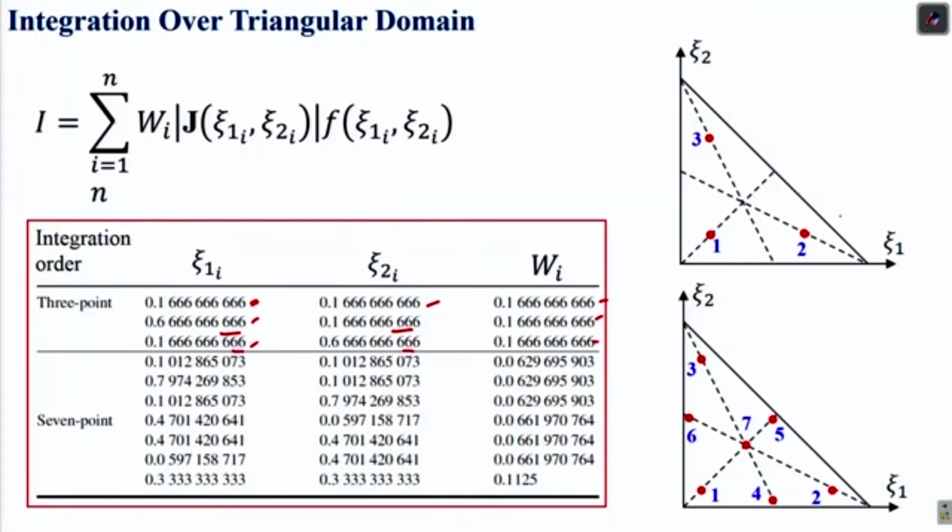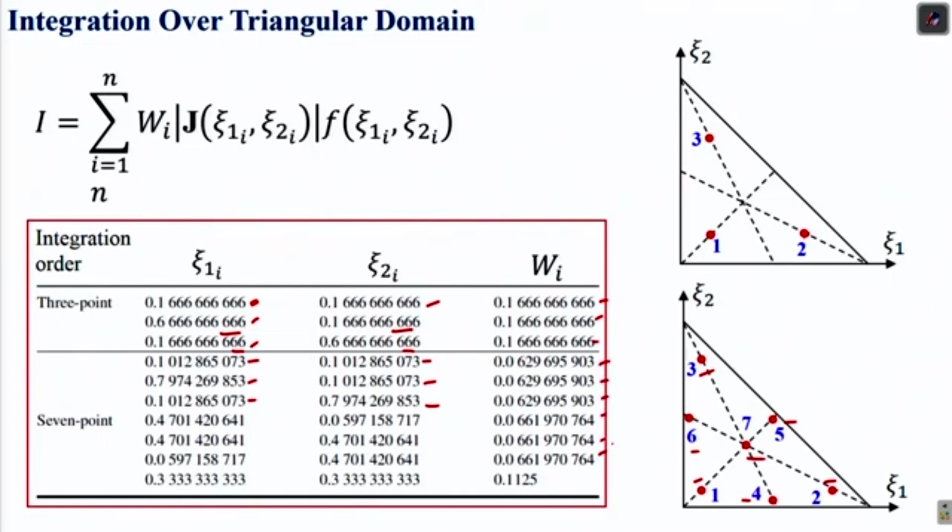Similarly, we can have 7-point quadrature rule like this. The numbers are shown here. The first point's coordinates are these, in Xi1 and Xi2 direction. Similarly, the second point's coordinates are this. Similarly, these are the third point's coordinates, and then the fourth point, fifth point, sixth point, and seventh point. It is very important you see the order of the points, and then take the corresponding weight. These are the corresponding weights.